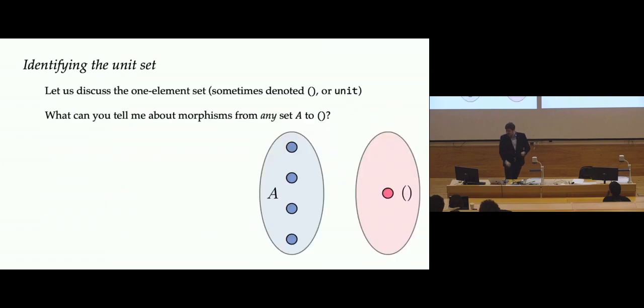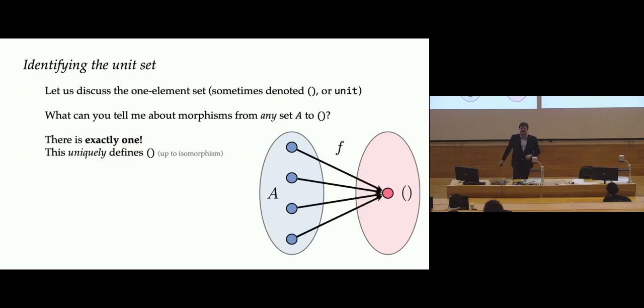So first, let's discuss a special set which has only a single element, right? In functional programming languages, you might often see this set denoted by open and close parentheses or just unit. And what can you tell me about morphisms from any set A to unit? So what do the morphisms from A to unit look like? How many are there?